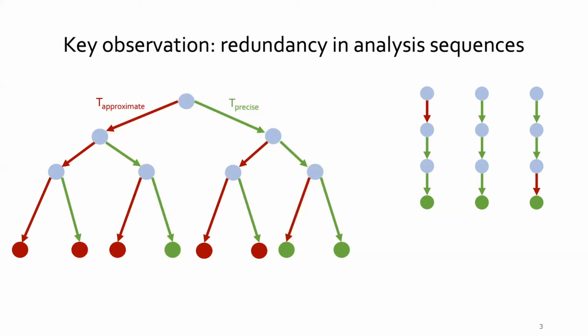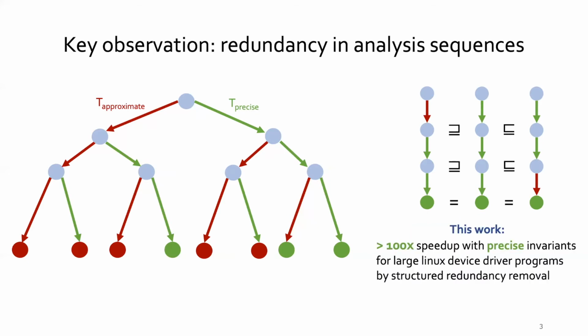For these two sequences, even though the intermediate abstract elements are less precise than the precise sequence, the final invariants are the same as the precise sequence. Therefore, there is a redundancy in the precise sequence, as other sequences can achieve the same precision with less effort. Such redundancy can become the bottleneck of large programs. As we show later, our work brings more than 100x analysis speedup without affecting the precision of the inferred invariants for large Linux device drivers.